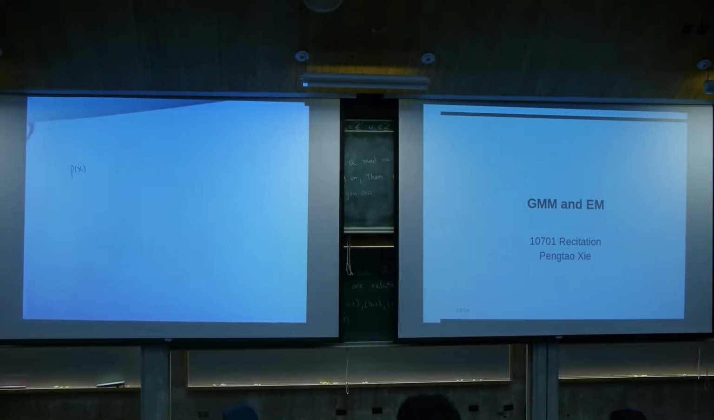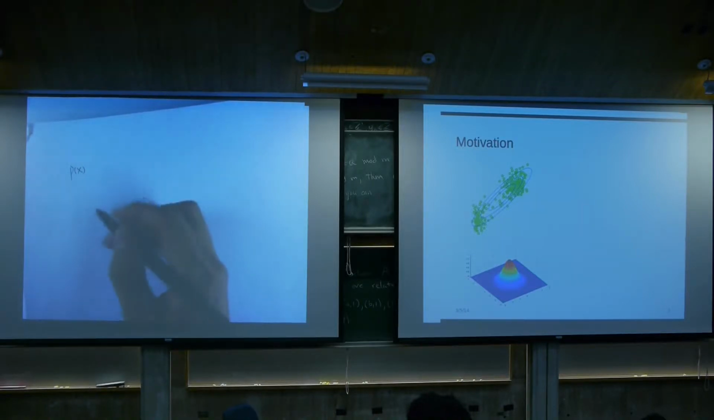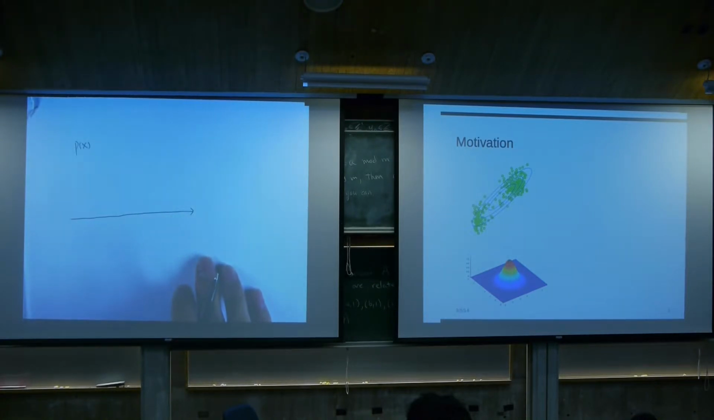Let's get started. Today we are going to talk about Gaussian mixture model and expectation maximization algorithm. So here is the motivation of Gaussian mixture model. Let's first take the 1D case. In this one-dimensional space, we have some points here and another set of points here.